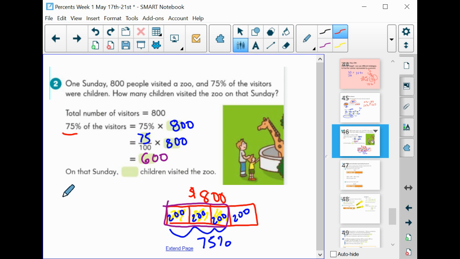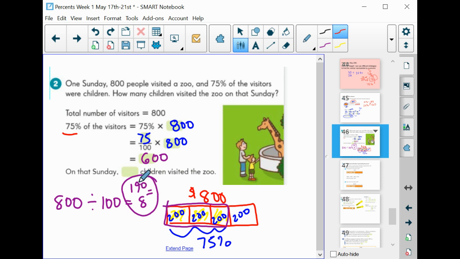So what I mean by that is we can divide 800, our total, divided by 100. And what that will give us is 1%. Okay? So if I divide 800 by 100, I get 8. So 1% is equal to 8 visitors.